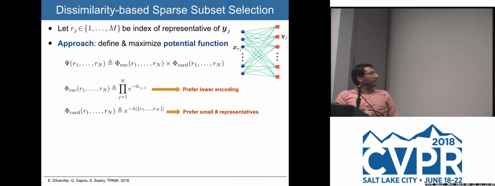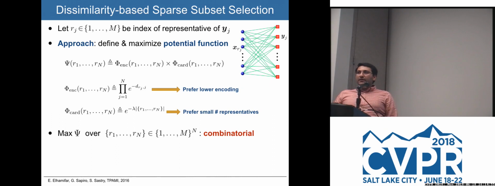To do that, we define a potential function which is the exponential of some regularization times the cardinality of the representative set, which is the number of distinct elements that we have. If we select a large number of representatives, this potential is going to go down, and if we select a small number, it is going to go up. So these two have opposing forces. One tries to select more, which gives you better encoding. The other tries to select less, which gives you a smaller representative set. At the end of the day, once we take the product, there is going to be a balance between these two terms.